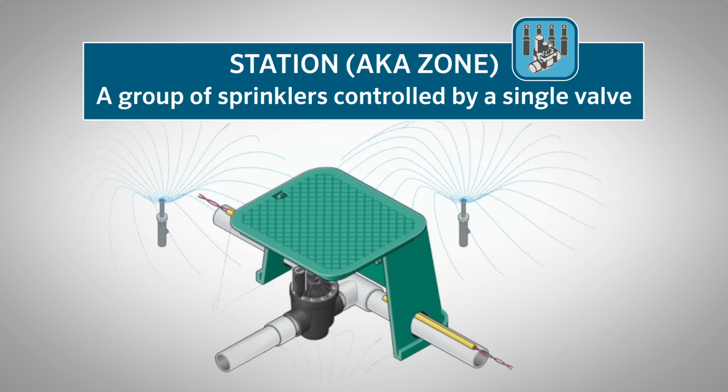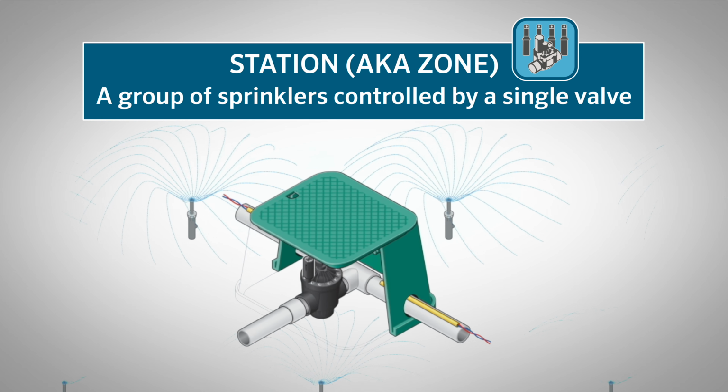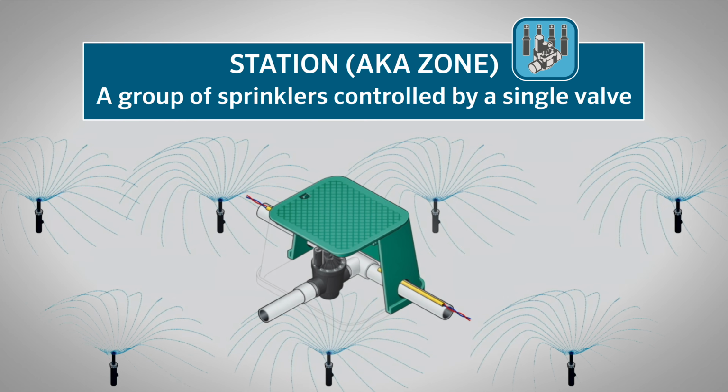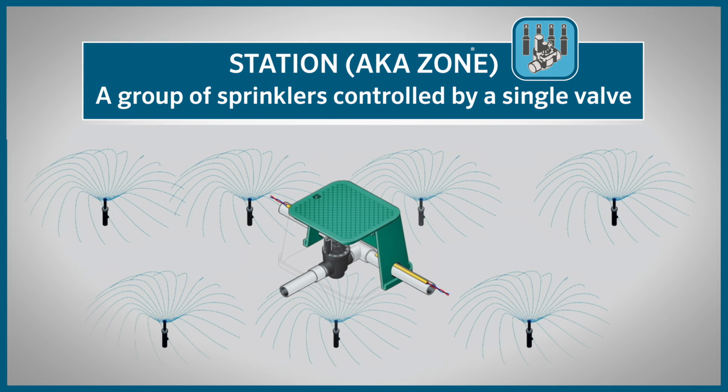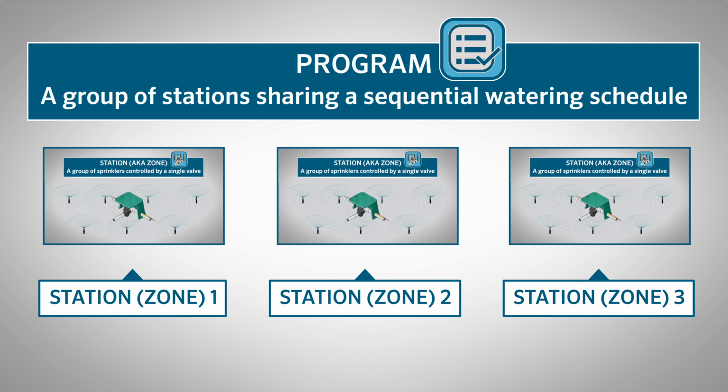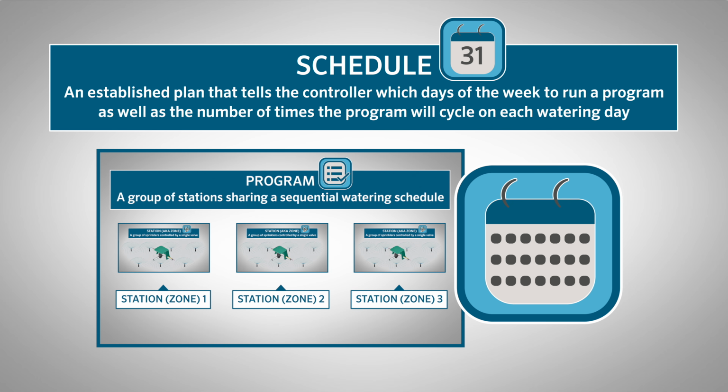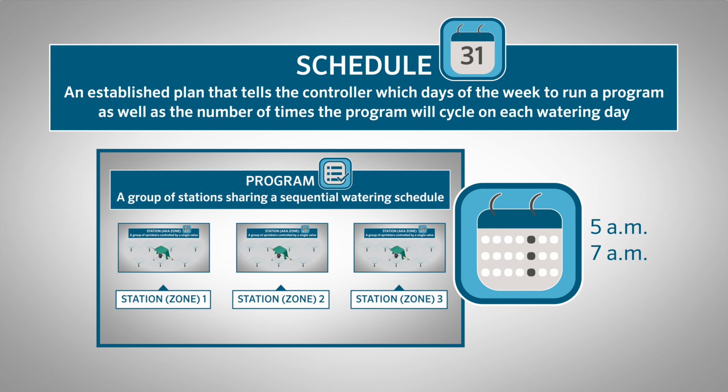A station is a group of sprinklers controlled by a single valve. A station is also known as a zone. A program is a group of stations sharing a sequential watering schedule. A schedule is an established plan that tells the controller which days of the week to run a program, as well as the number of times the program will cycle on each watering day.